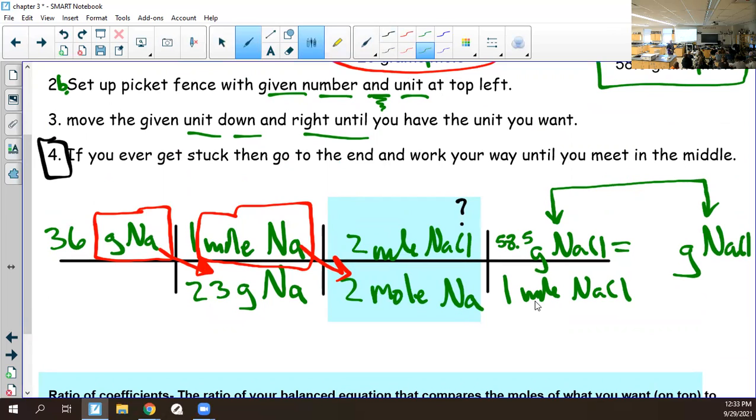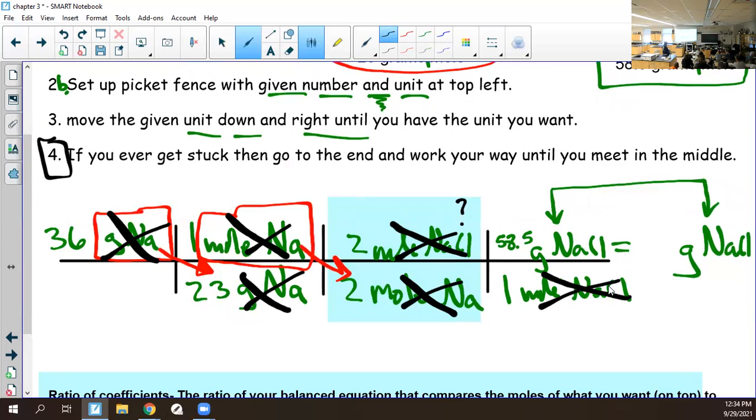Okay, now look at the screen for a second. This whole process is based on canceling out units. Grams of Na are on the top and on the bottom. Mole of Na are on the top and on the bottom. Mole of NaCl are on the top and the bottom. The only unit I have not canceled out is grams NaCl, which is what I want in my answer, which means I have it set up correctly.